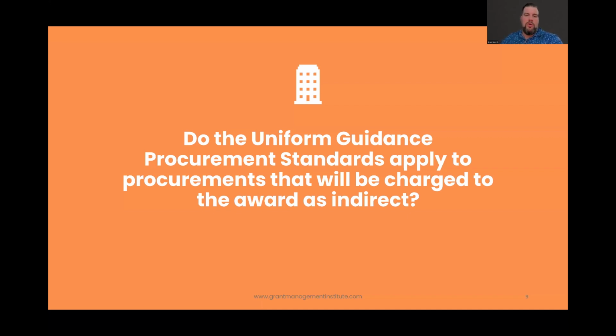But the ones coming through the indirect are really only subject to the cost principles for allowability. It's the same as if you were claiming labor in indirect. The labor and indirect has to be allowable, allocable, and reasonable. That's the same thing for contractual services in indirect, or equipment or supplies. They would all be subject to that, but they're not subject to the same competition requirements that you see on the direct side. So there's a little bit of relief there from the associated administrative burden.